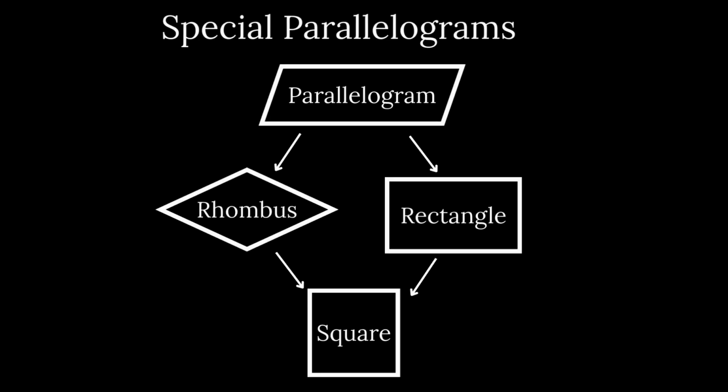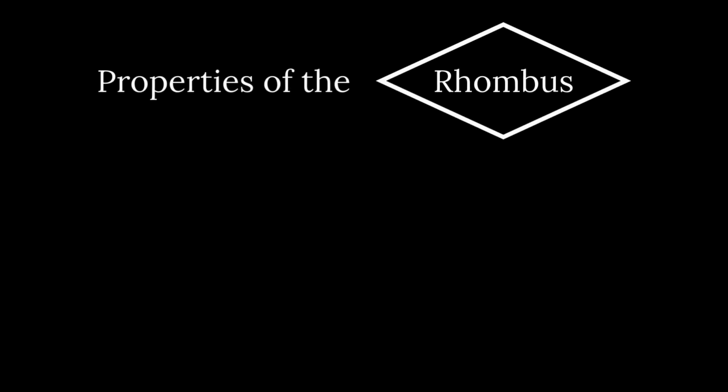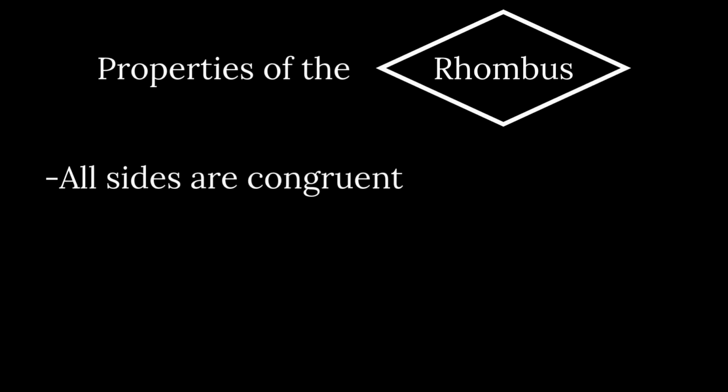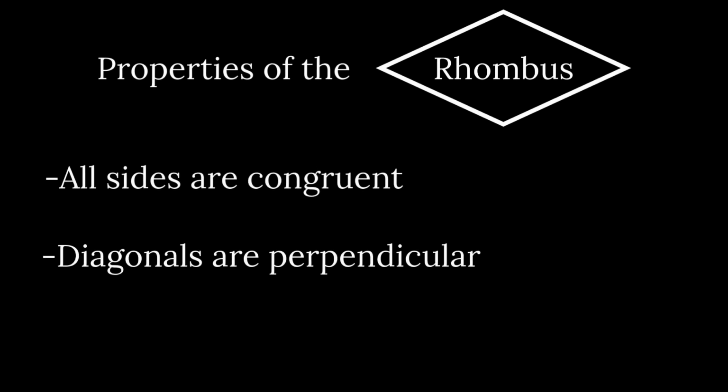Let's start with the rhombus. These are some of its properties. In a rhombus, all the sides are congruent and all the diagonals are perpendicular to each other. So let's take a look at these visually.